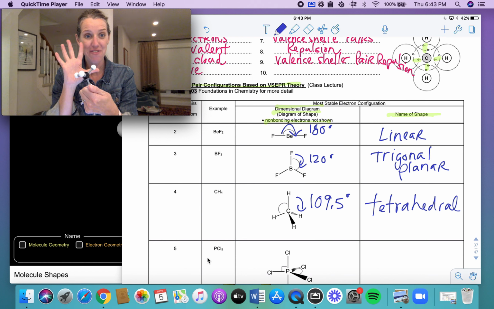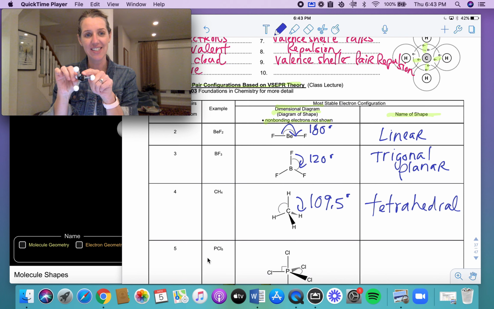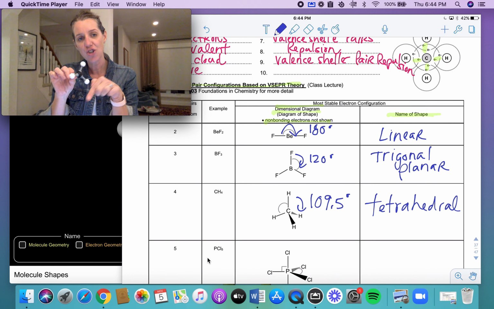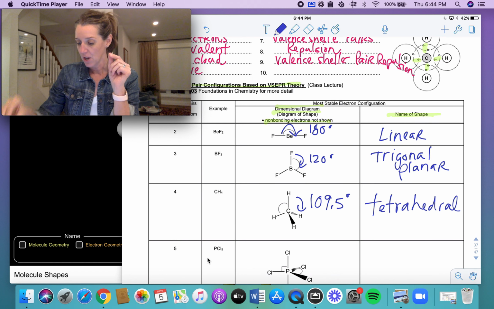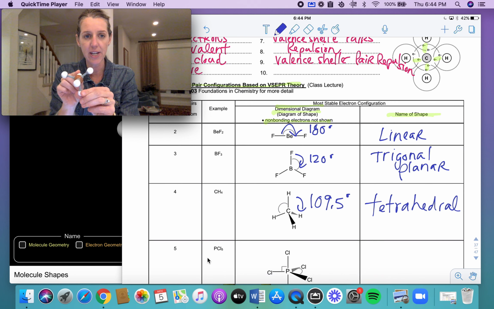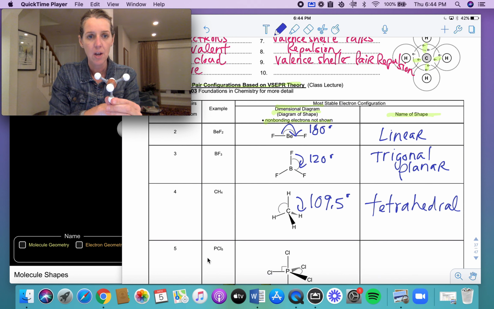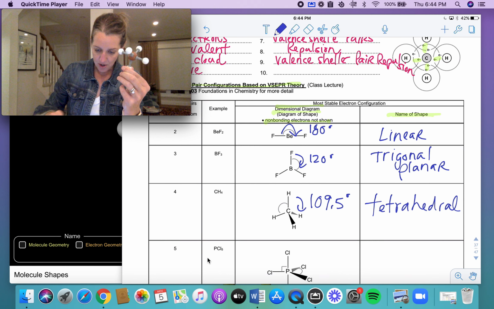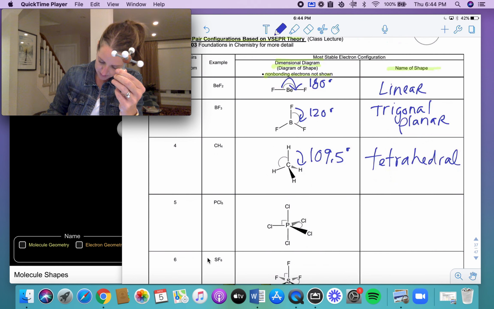All right, what if you have 5 things bonded around a center atom? Because again, remember, we're dealing with this center atom. How many things are around it? That's the shape of this molecule right here. So let's see. Here I have 5. 1, 2, 3 on one plane. Can you see that? Where should I put it? Right there. No, here. Okay, 3 things on one plane, 2 on the other. This is called Trigonal Bipyramidal.